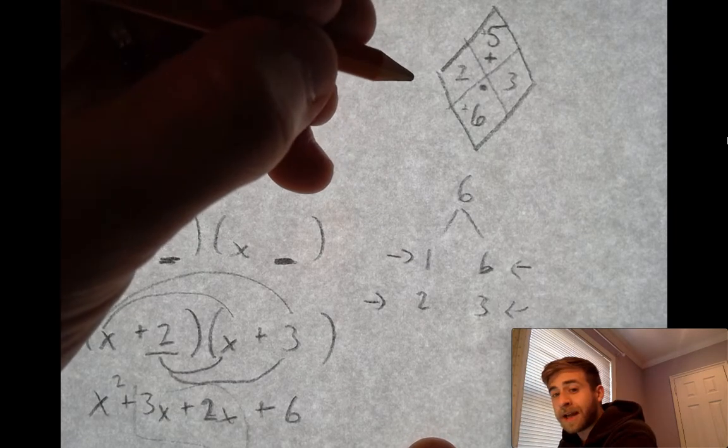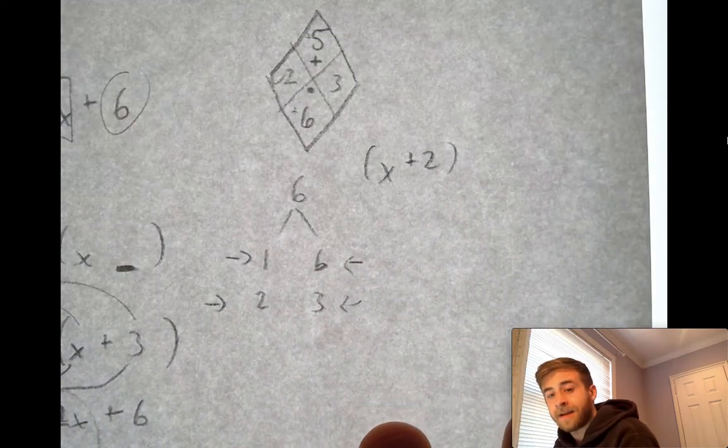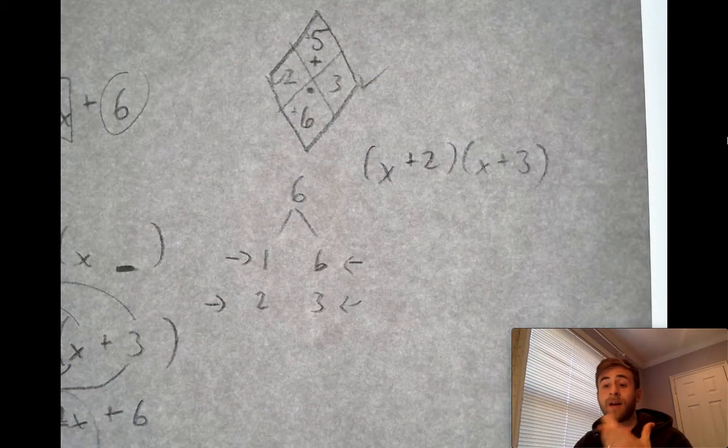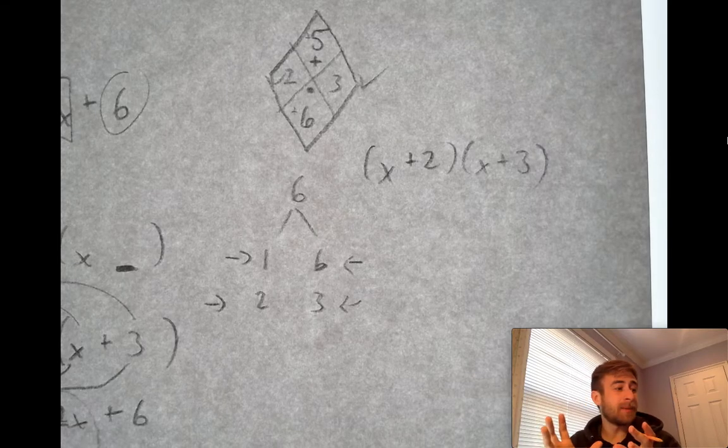And then what you would do at the end is you're going to say, all right, well, I know that means that my factors must be x plus 2. Got that guy. And the other factor would be x plus 3. Got that other guy. That is trinomial factoring. This is a simple version of it.